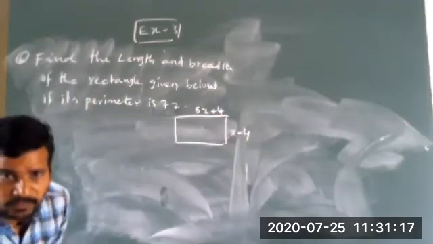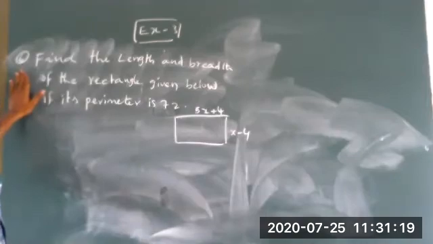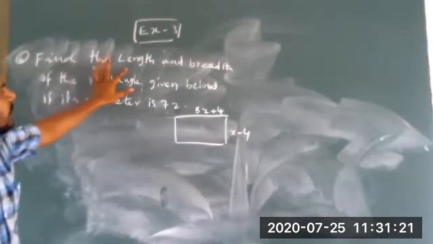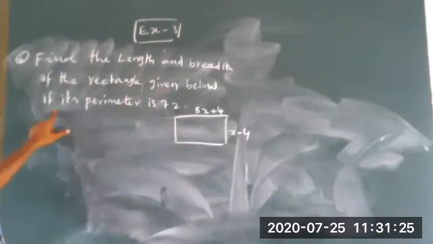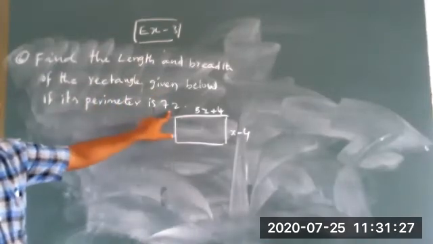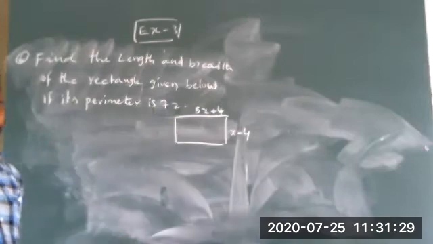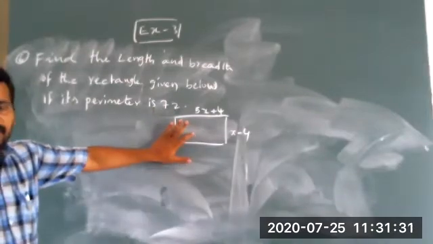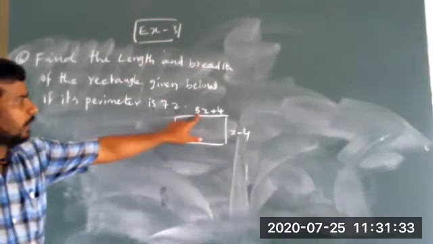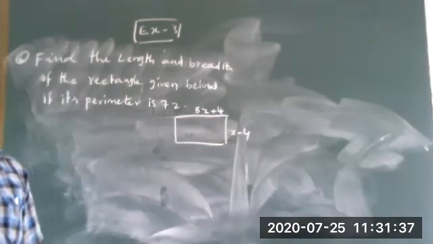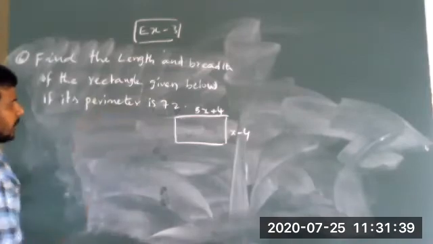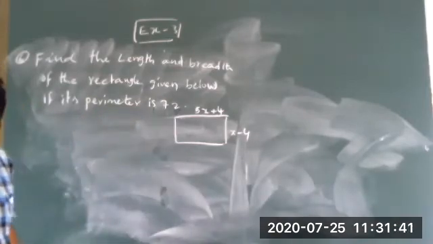Listen, this is the sixth question, children. Find the length and breadth of the rectangle given below. If its perimeter is 72, find the length and breadth. This is the given rectangle. The length is 5x plus 4. The breadth is x minus 4. So take 5x plus 4 and x minus 4.